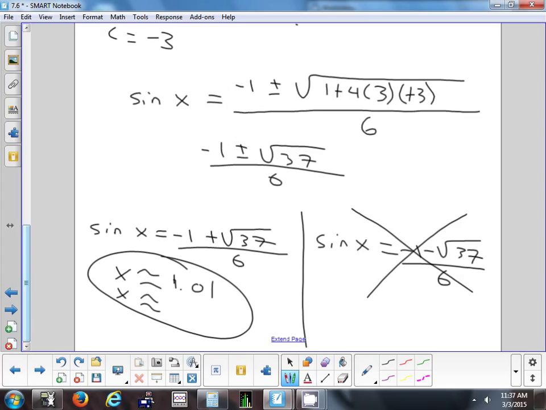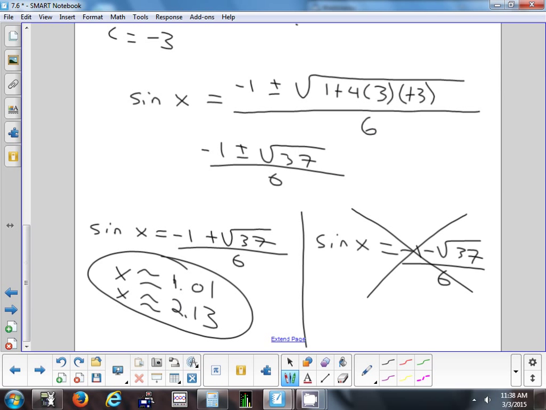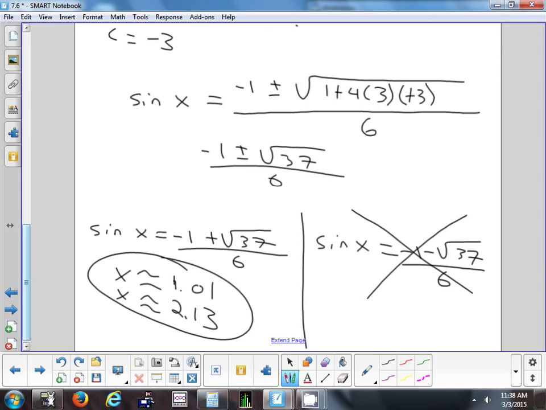Okay, so what do you do with this angle to get an answer in quadrant 2? Priya? Yep, subtract it from 180, or in radians, subtract it from pi. Okay, so pi minus 1.01. Pi minus 1.01 is 2.13. And again, that answer is also between 0 and 6.28, so that's fine.